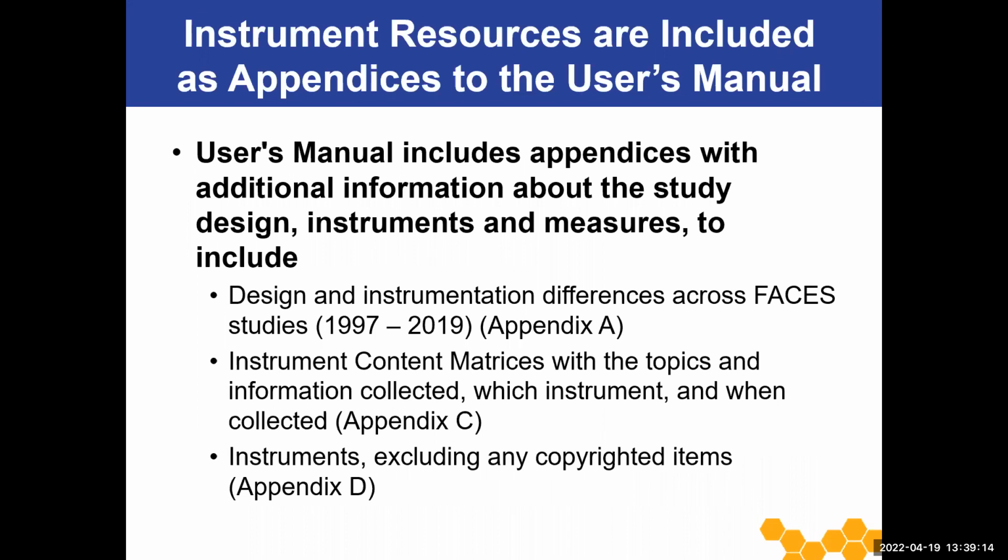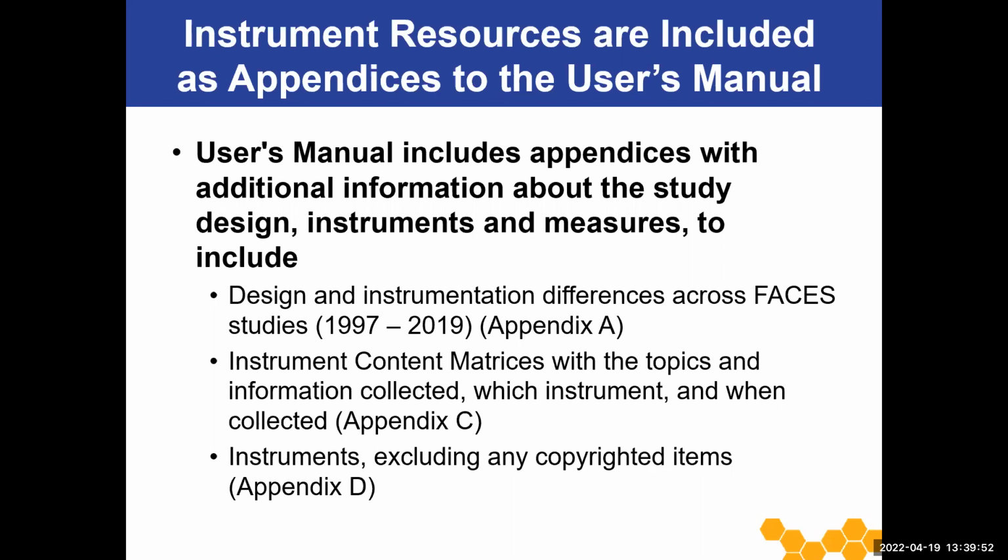The user's manual also includes 8 appendices that provide additional information about FACES 2019 and the data on the data files. The first 4 of these, appendices A through D, focus on the study design. In particular, Appendix A contains detail on design and instrumentation differences across FACES studies from FACES 1997 through FACES 2019. Appendix C contains an instrument content matrix for each of the study instruments and is an easy way to identify the types of measures and composites that are included in FACES 2019.